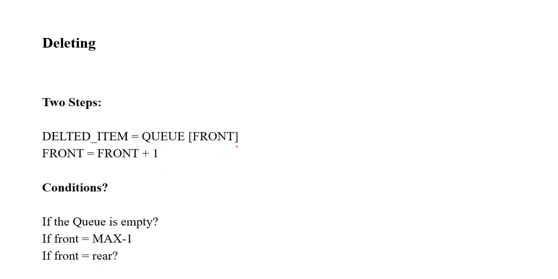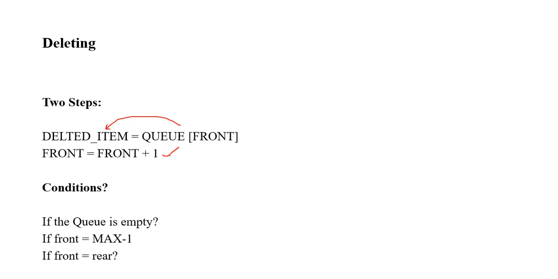To perform a deletion operation in a circular queue, you need to understand two basic steps. Those steps are, we have to assign queue of front to a temporary variable. The temporary variable here is deleted item. I want to display which item is deleted, so I am storing queue of front in a temporary variable. Then I will increment front to front plus 1, so that the front pointer is moved by one position every time.